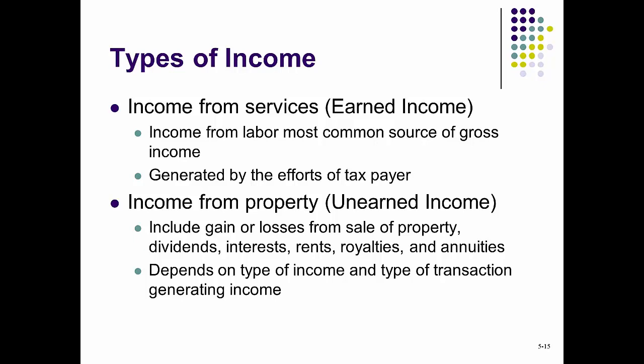Also, income can come from property. Income from property is also called unearned income, such as gain or loss from sale of property, dividends from stock ownership, interest from savings account, rents, royalties, and annuities. For this one, please see examples 5-8 to 10 on pages 5-10 and 11.